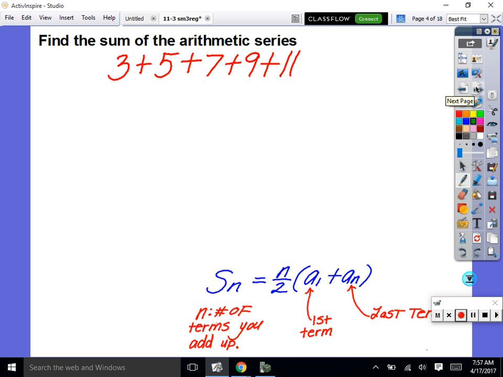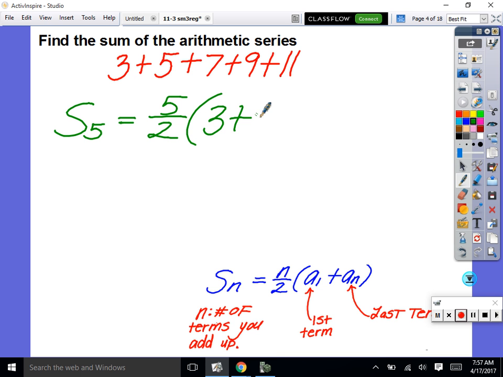First of all, how many terms am I summing up? 1, 2, 3, 4, 5, right? So I go like this. S of 5, that means we're summing up 5 terms, is equal to 5 divided by 2 times the first term, which is 3, plus the last term, which is 11. Type it into your calculator. That's all you got to do. So the sum of those 5 terms was, what was it? 35. Perfect, 35.